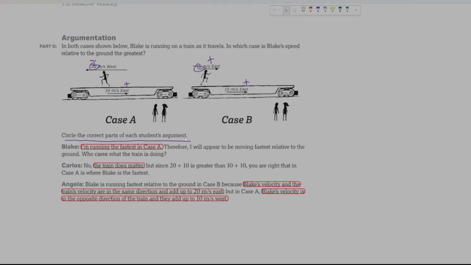Carlos says, no, the train does matter. And that's about all he said. That's correct. But here's why: 20 plus 10 is greater than 10 plus 10. You're right that in case A is where Blake is the fastest. So Carlos basically said, yeah, the train matters, but he forgot that the direction also matters. So I'm just going to write that here.